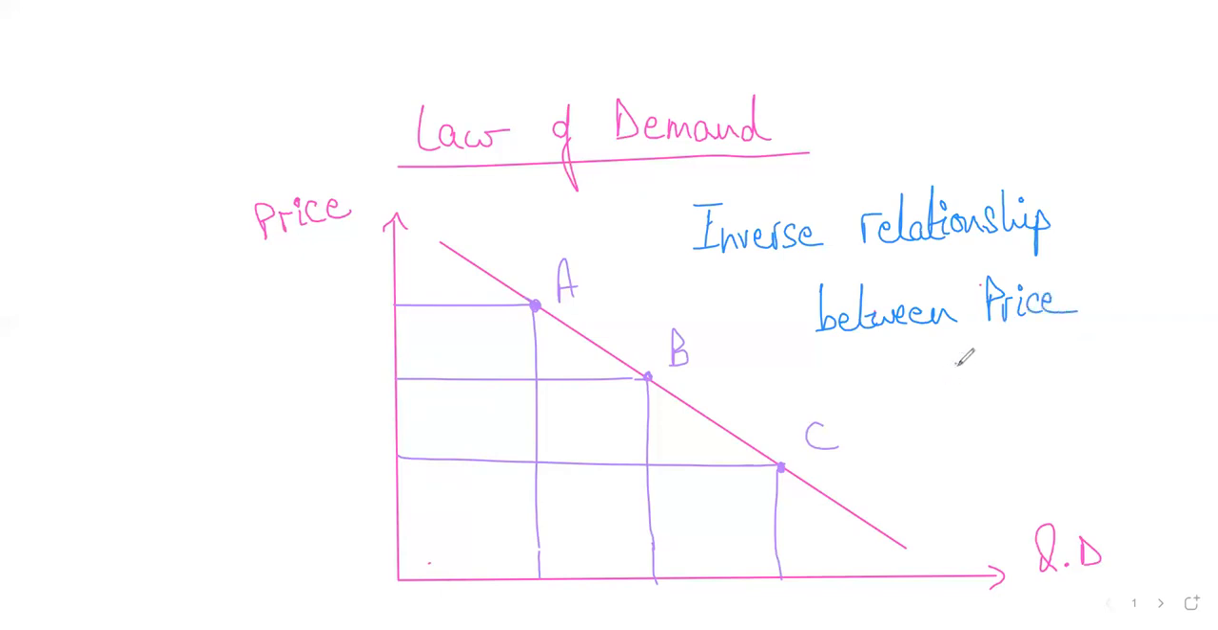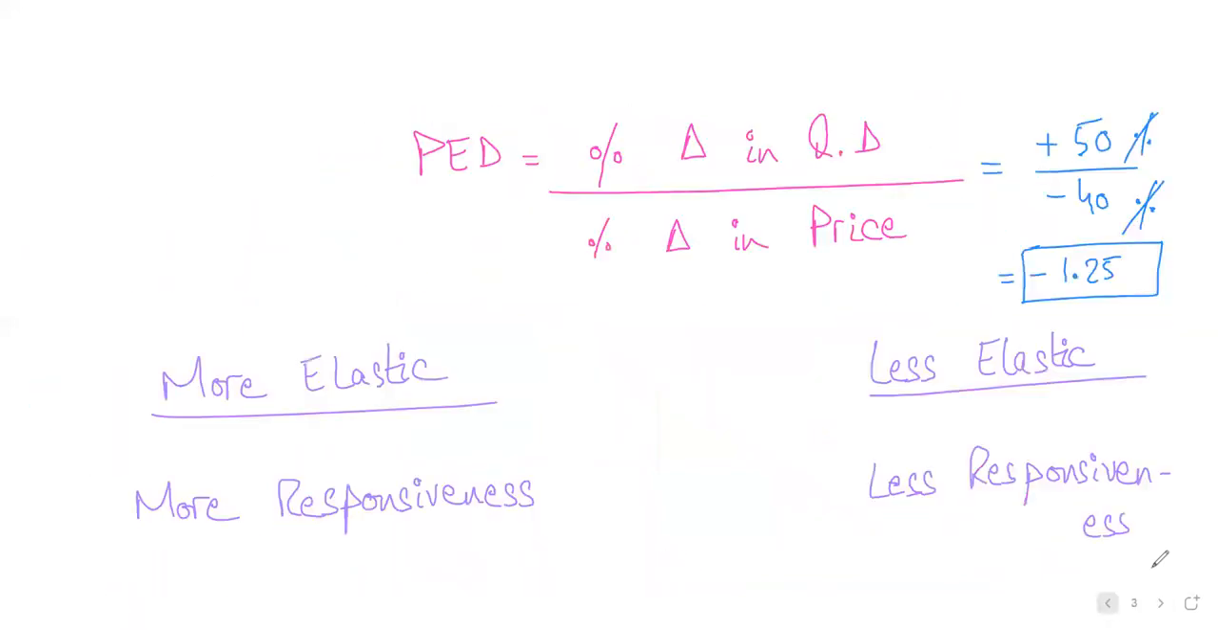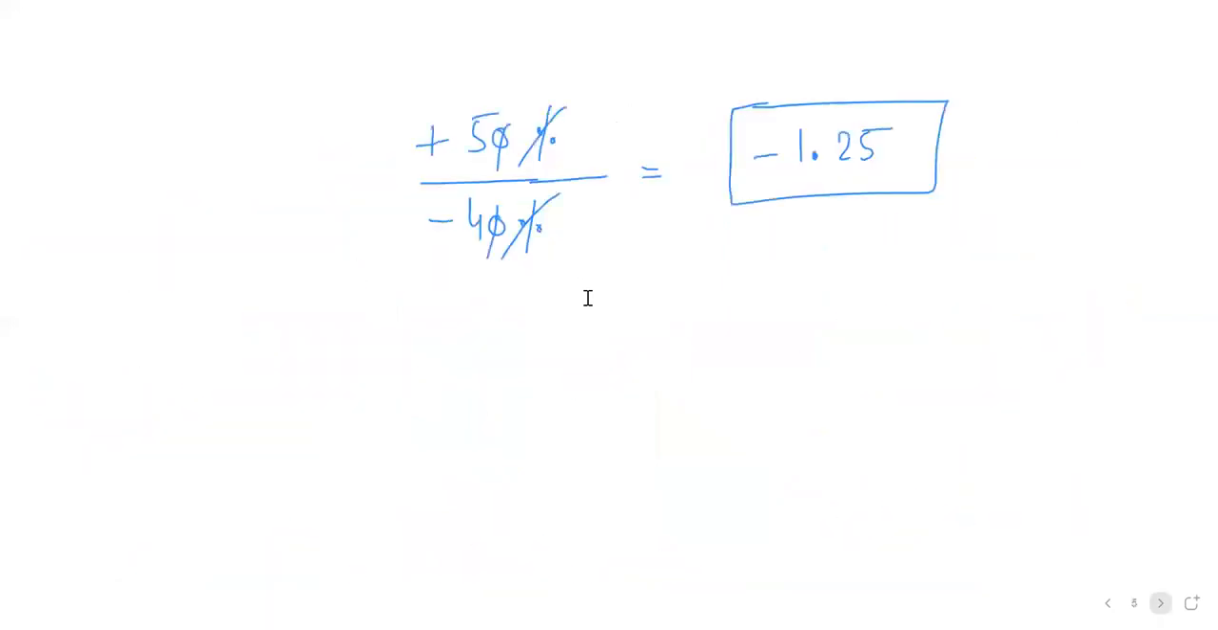Now, this being said, whenever one variable is increasing, the other variable has to decrease. Whenever one variable is increasing, students, the other variable has to decrease. So think about this. When price goes up, quantity will decrease, and vice versa. When price goes down, quantity will increase. So the negative sign just shows the negative relationship between two variables, right?